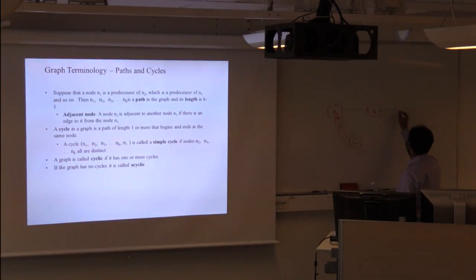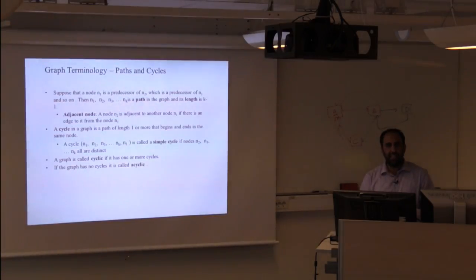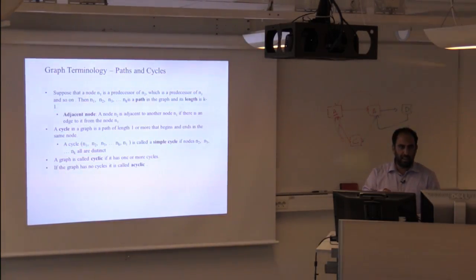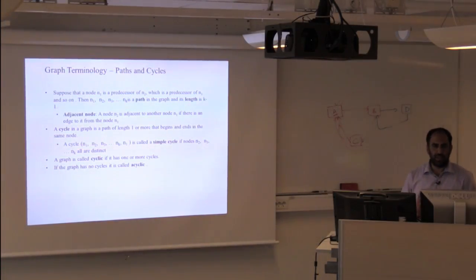So we have another node D, and then it goes back to this node, and from here it comes back. When you have a repeated node within the cycle, it's not a simple cycle, because a simple cycle requires that in the sequence or path of that cycle you should not have duplicate nodes. One node should appear only once.